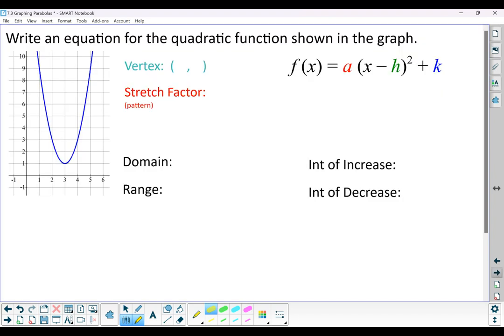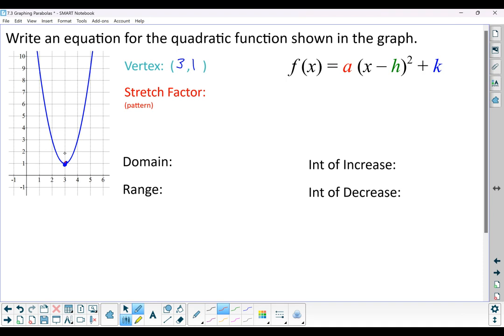Okay, we're now going to just do that process backwards. If I give you a picture of the graph of the function, can you write its equation? So you want to start by identifying the vertex. For this function, the vertex is the point (3, 1). And then you want to try to decide if it has been stretched out. So I would always check, does it go up 1 over 1? And you can see that this parabola does not go up 1 over 1. So it has some kind of stretch to it.